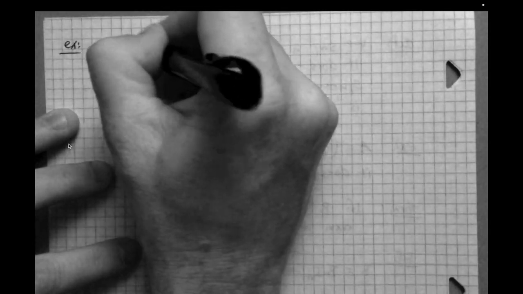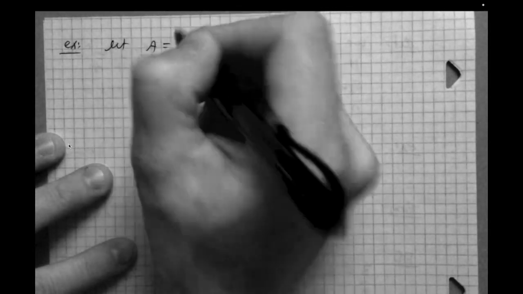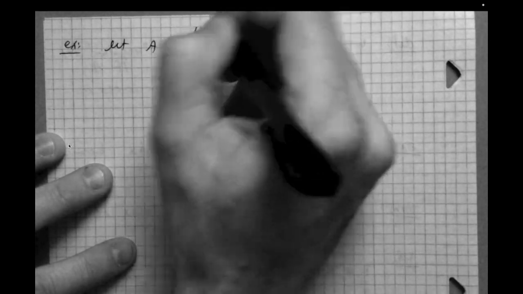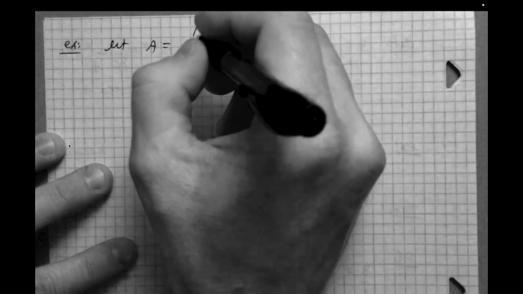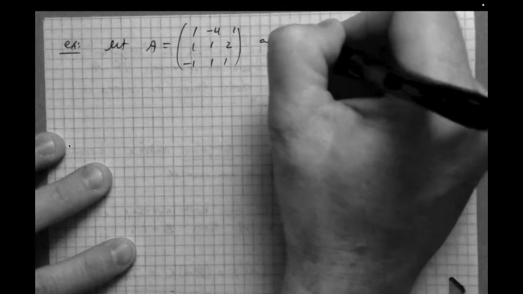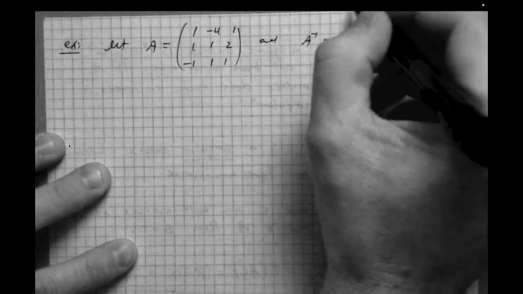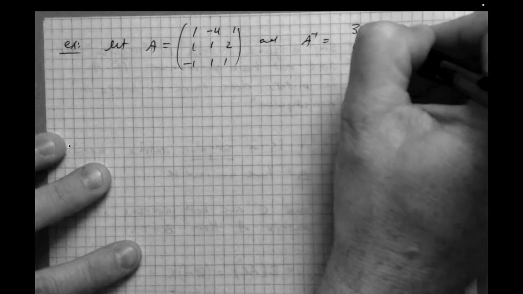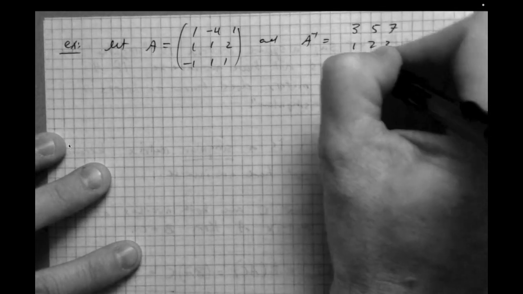A quick example of that. Let's just make sure this is crystal clear. So let's refer to the A from the previous examples: 1, -4, 1, 1, 1, 2, and then -1, 1, 1. And A inverse we saw was 3, 5, 7, 1, 2, 3, and 2, 3, 5.